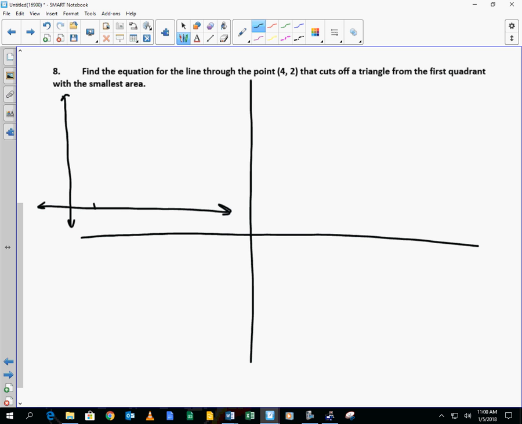It goes through 4, 2. And it says the line goes through 4, 2, and it cuts off a triangle. So this is your triangle. And it says we want the smallest area. We're trying to minimize the area of that triangle.